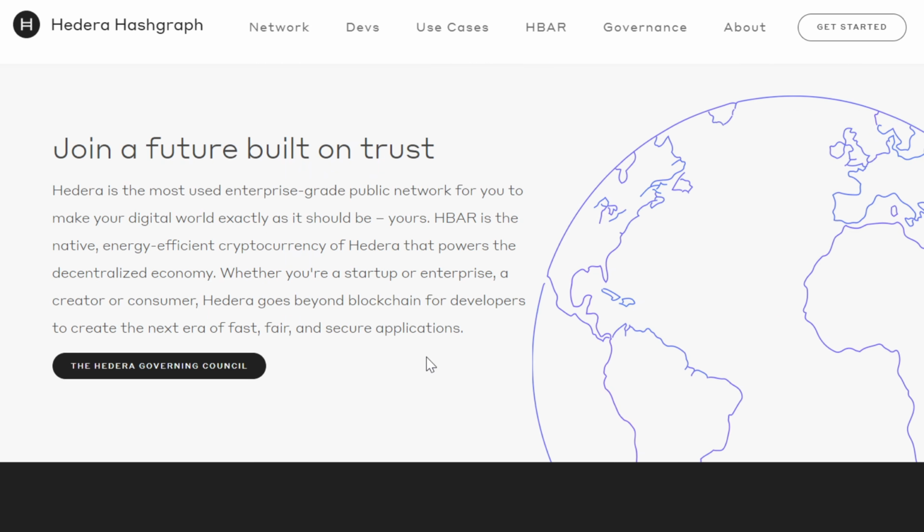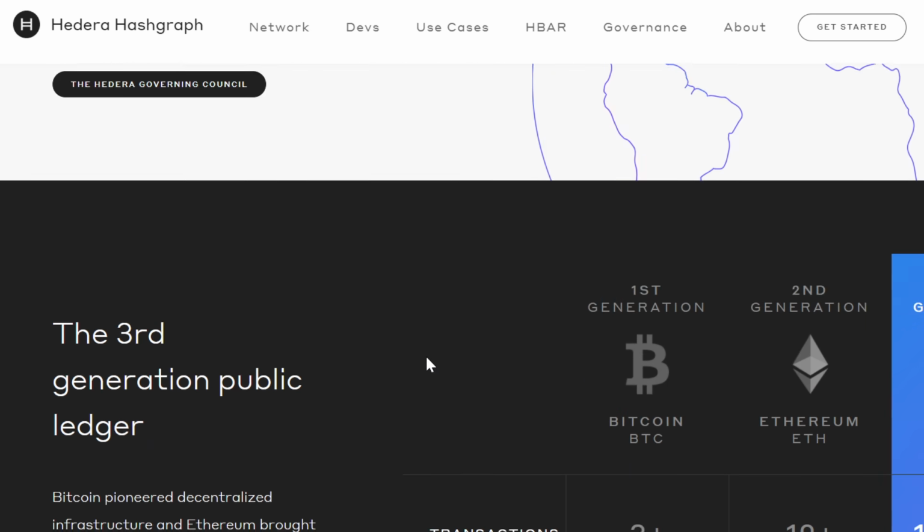Now, Hedera is the most used enterprise-grade public network for you to make your digital world exactly as it should be. Yours. Hbar is the native, energy-efficient cryptocurrency of Hedera that powers the decentralized economy. Whether you're a startup or an enterprise, a creator, or a consumer, Hedera goes beyond blockchain for developers to create the next era of fast, fair, and secure applications. So that is the overall scope.